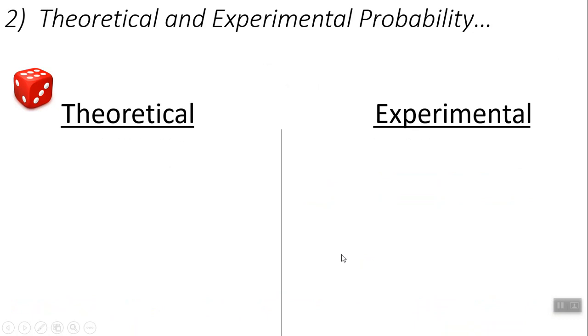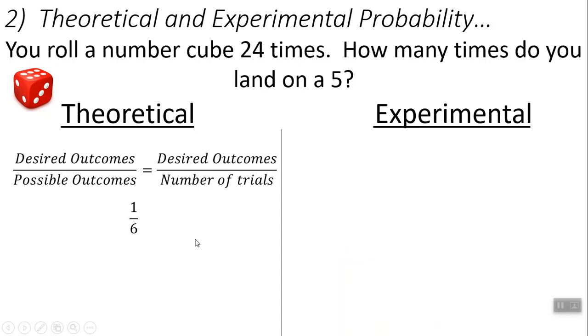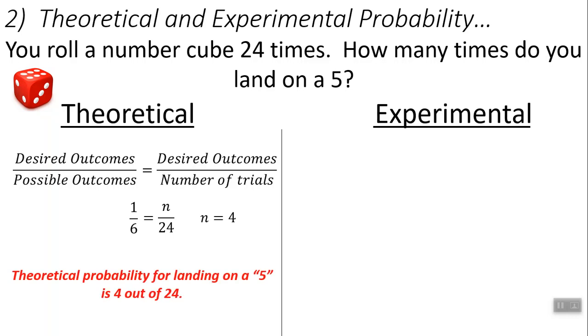All right, now we're going to be working with a number cube, or a dice. You roll a number cube 24 times. How many times do you land on a 5? Well, first we'll think about it and do the theoretical. For a single event, rolling a 5, you have a 1 in 6 chance. Now, when you're rolling 24 times, you say something out of 24. You do your cross products, you get n equaling 4. So theoretically, your theoretical probability for landing on a 5 is 4 out of 24.